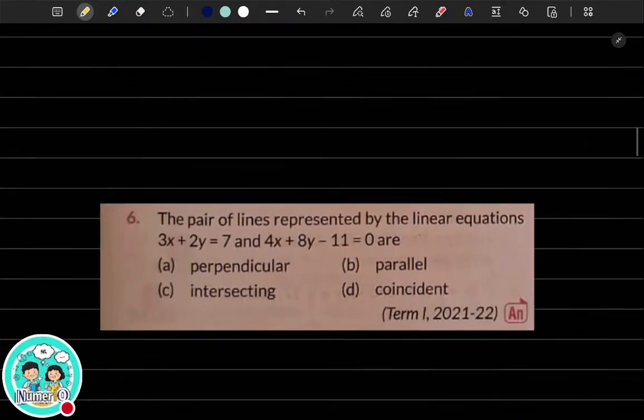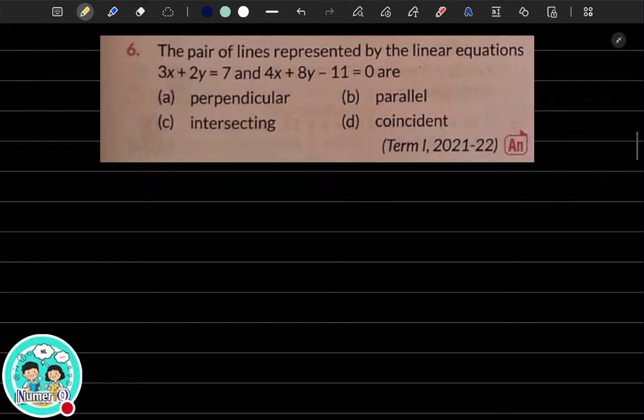Let's move on to the next question. Try it out. You are given the pair of lines represented by linear equations, and you have to find out which of the following will be the correct one. This is one line, this is another line. Once you represent these two lines graphically, will they be perpendicular, parallel, intersecting, or coinciding? Can you do it?